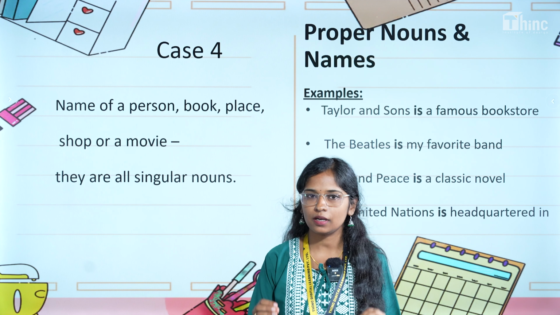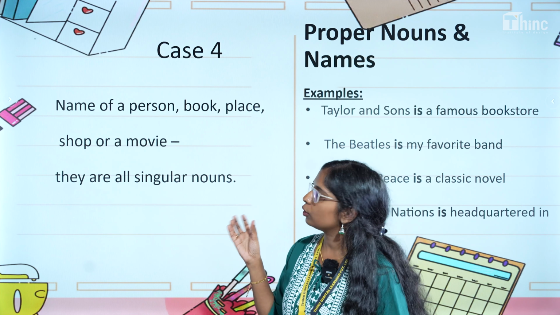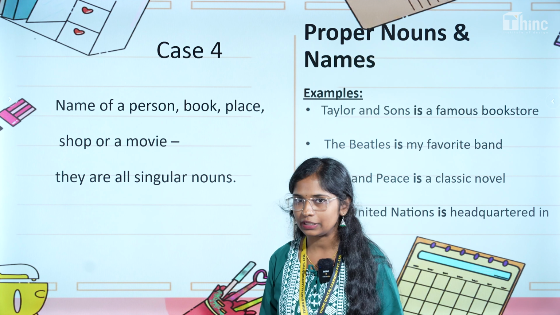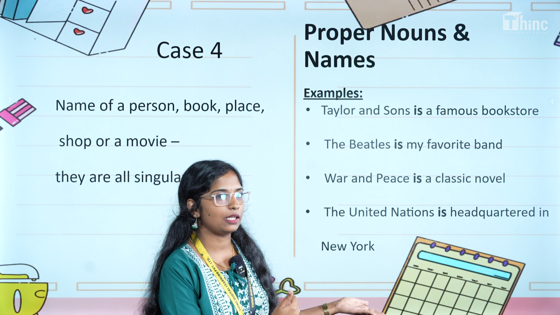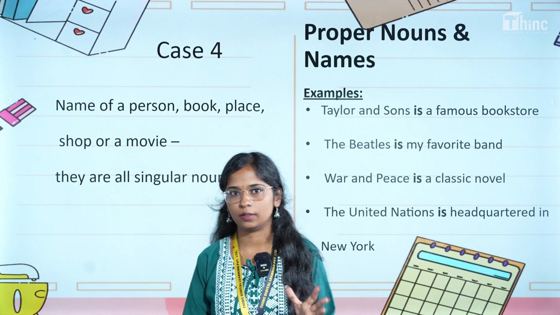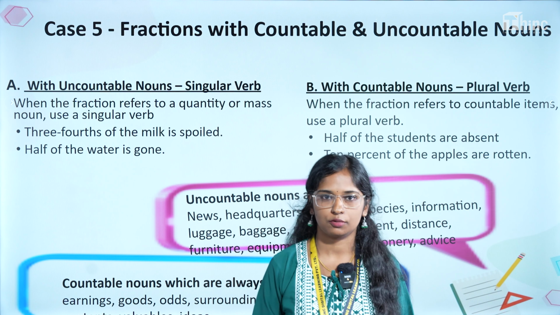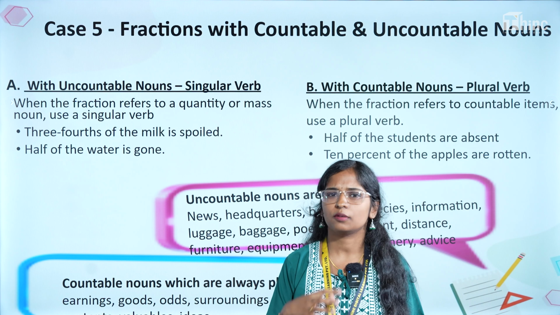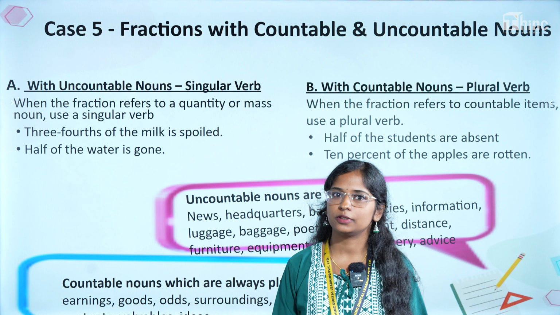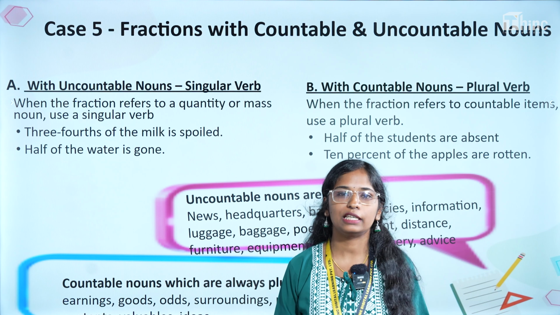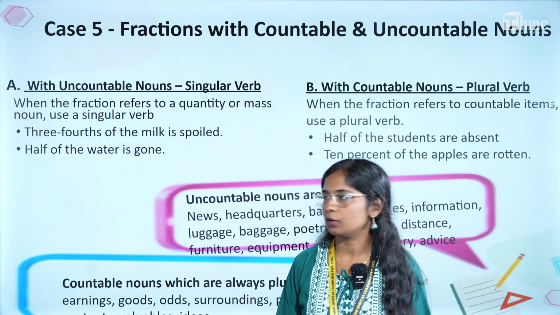So just remember, the name of a person, book, place, shop or a movie, even if it sounds plural, uses a singular verb. Now, you have countable and uncountable nouns. What are they? Countable nouns are those which we can count. Uncountable nouns are those which we can't, just like liquid, water. We can't count it.